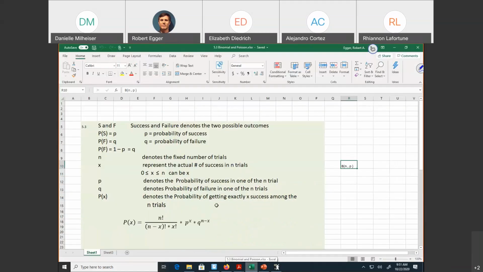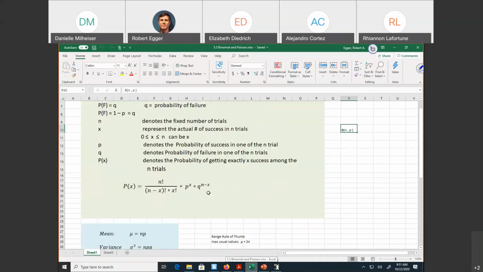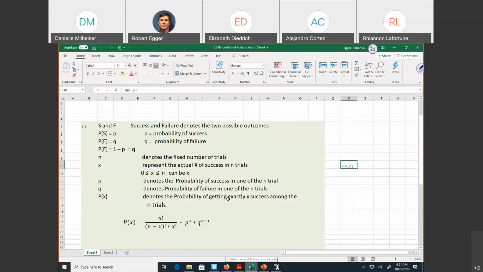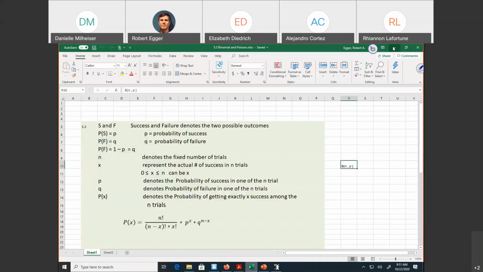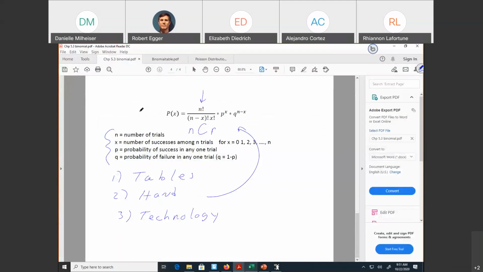I also have this post. It's just a quick Excel sheet that has basically the equations all a little more compactly written up. All right. So binomial distributions, pretty reasonable. Not that over the top.